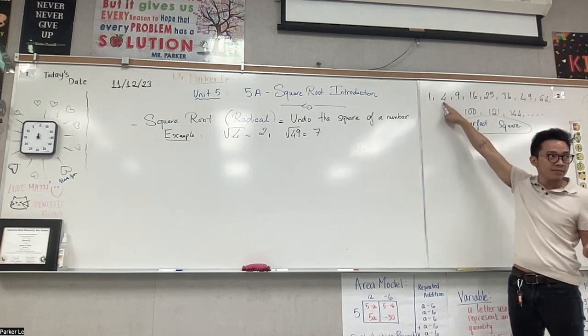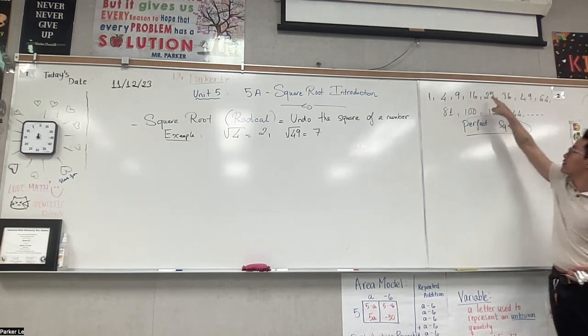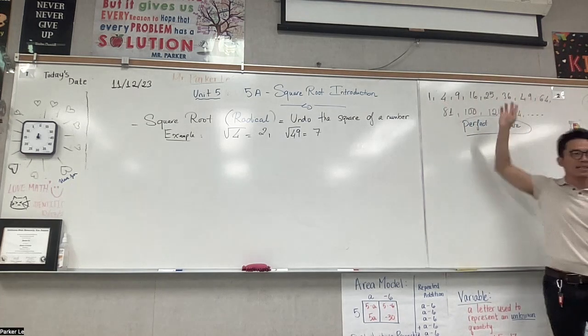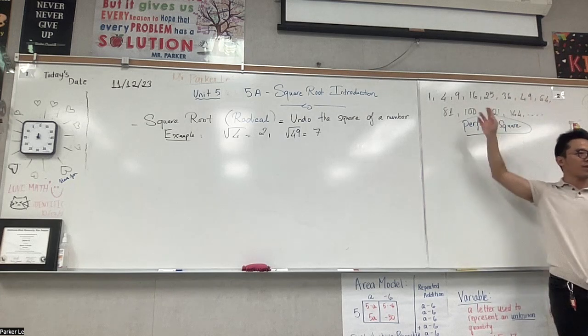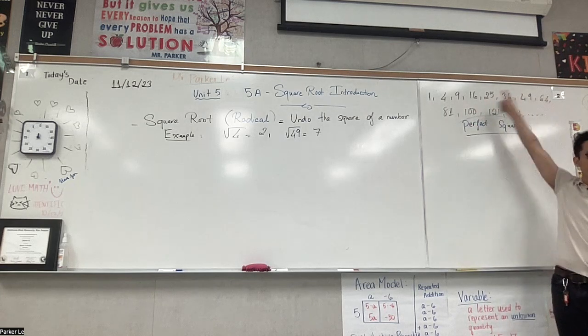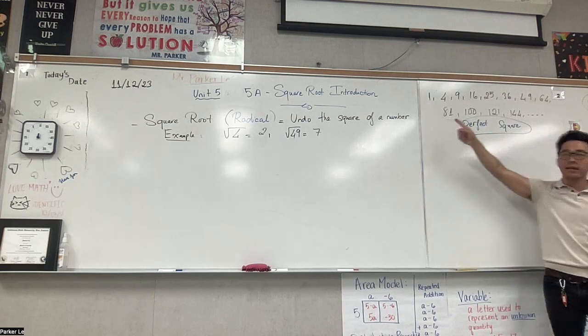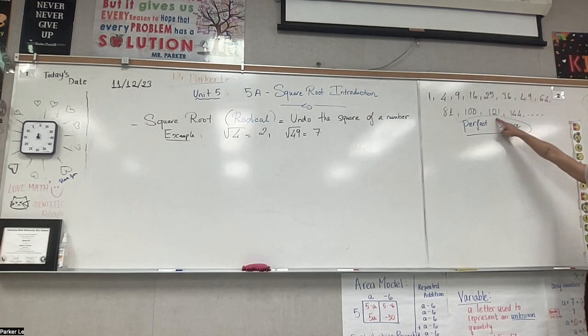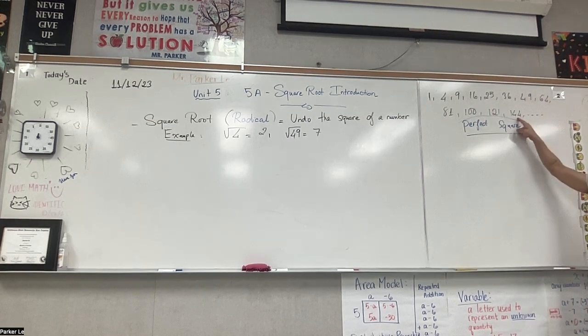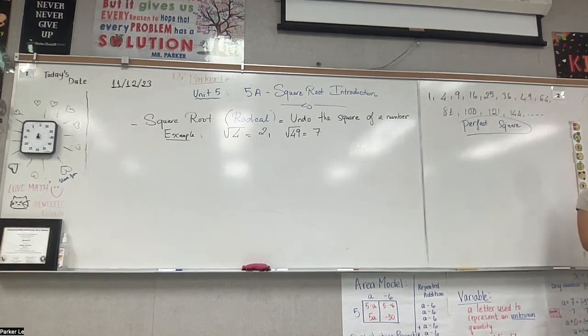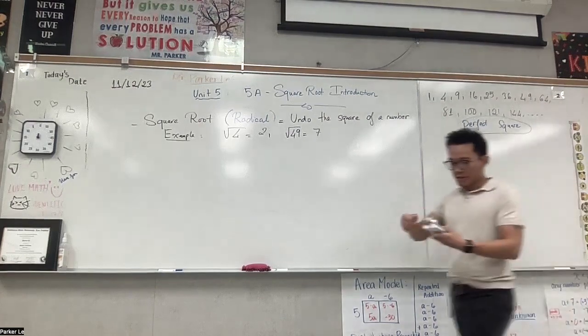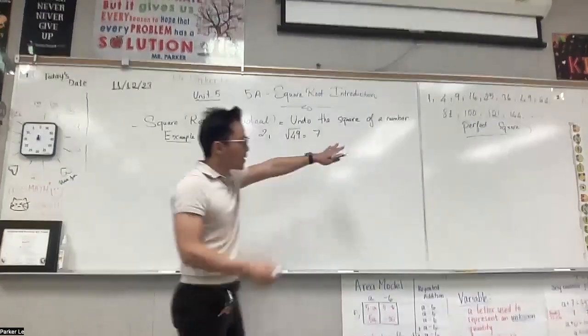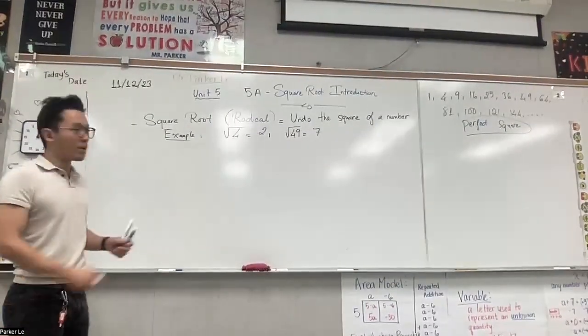2 squared is 4. 3 squared. 4 squared. 5 squared. 6 squared. I highly recommend you remember at least these 12. Like this is 11 squared, this is 12 squared. At least, because it's going to help you do the square root very easily. So you know these numbers, when we take the square, you're going to have a whole number.